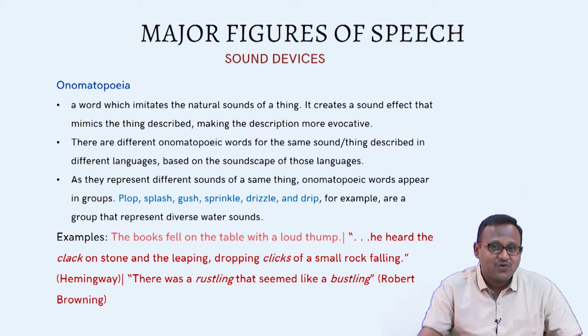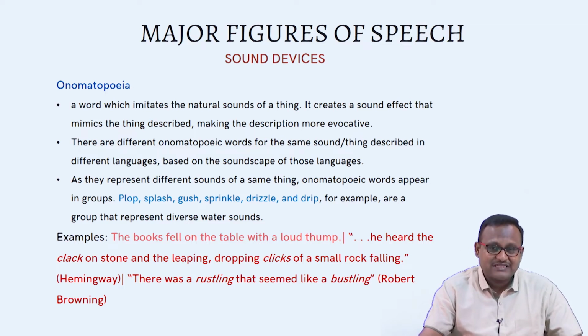Therefore, while translating them, it becomes a kind of nightmare for a translator to bring out the effect that the poet has brought out in the source poem. So they are unique to the language in which they are used. Say words such as splash, gush, hiss, drizzle, drip. These are some words that are capable of evoking the meaning of them.